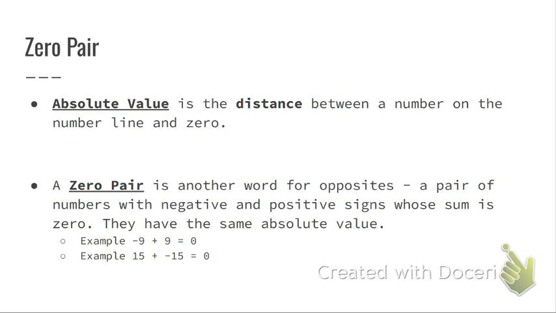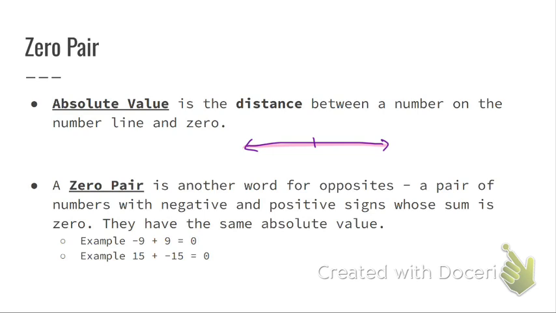So, absolute value is the distance between a number on the number line and 0. Just how far is it from 0? So I'm going to try to draw a little bit of a number line here. Let you take a look. Not sure why that's how I drew it, but that's okay.